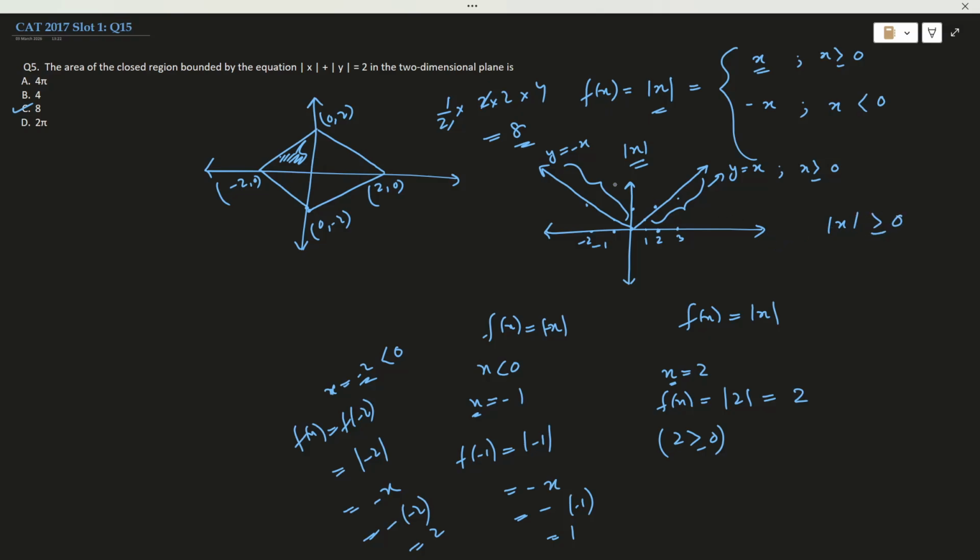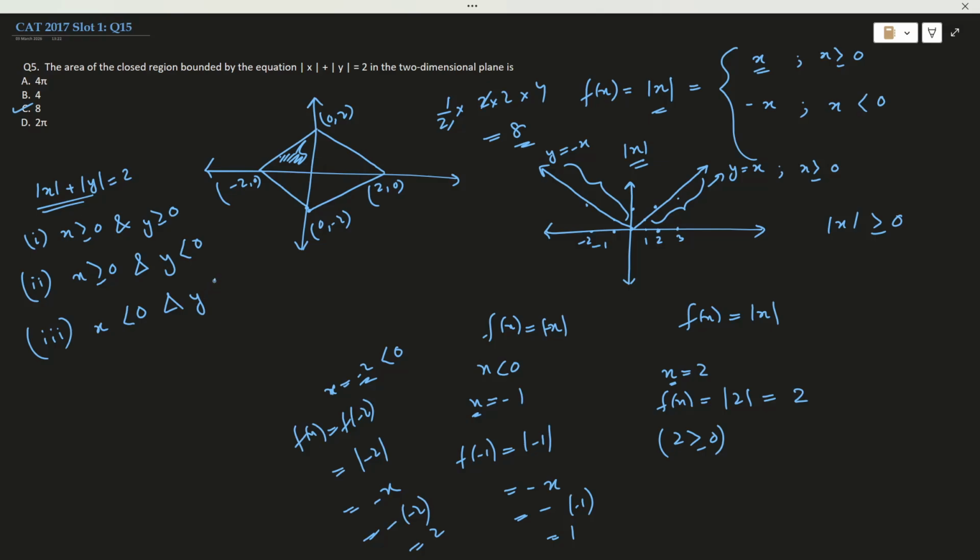Alright guys, now let's come back to the question. We have mod x plus mod y equal to 2. How many cases will we get from this? We will get 4 cases. Case 1: x greater than or equal to 0 and y greater than or equal to 0. Second: x greater than or equal to 0 and y less than 0. Third: x less than 0 and y less than 0. Fourth: x less than 0 and y greater than or equal to 0. These are the 4 cases.